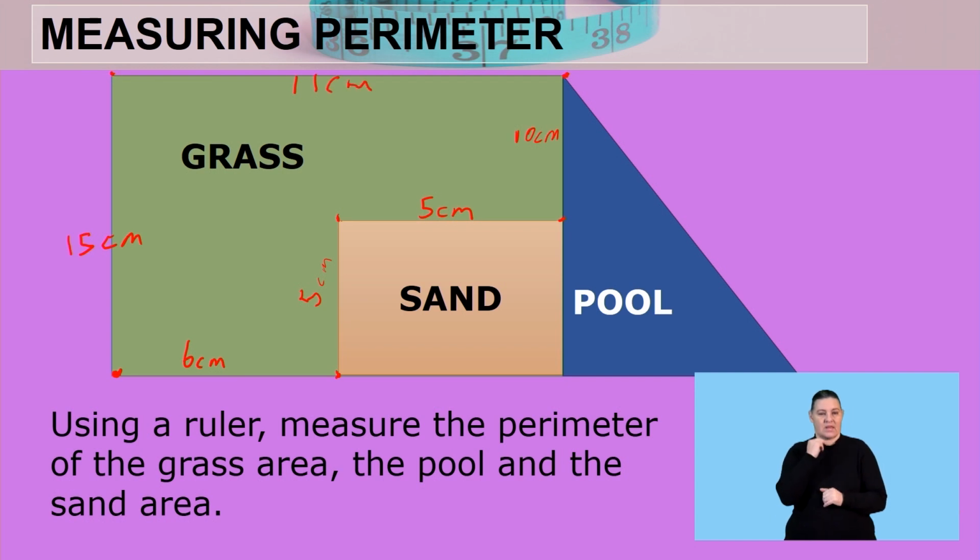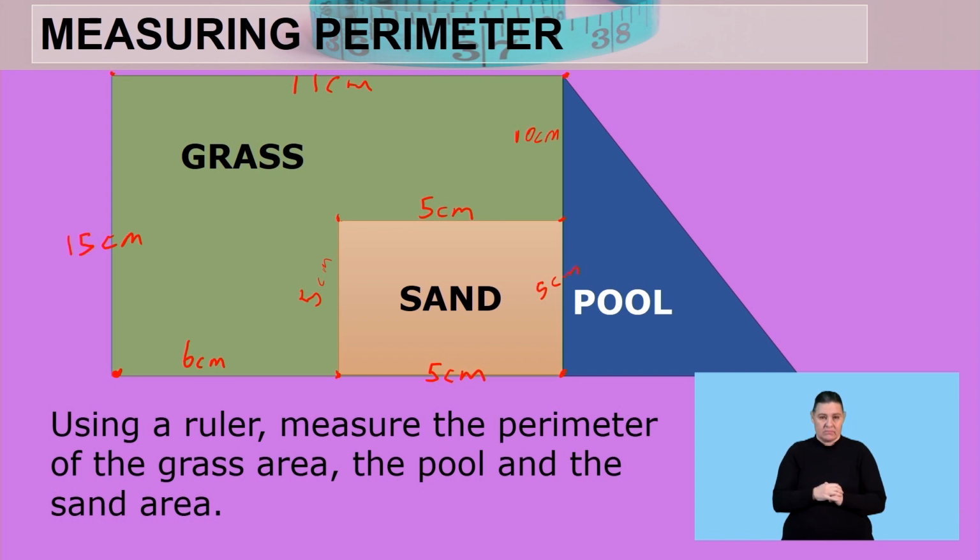Okay, nice work. That takes care of the grass. Now, if I look at the sand, I've already measured from that point to that point, I've got 5. From that point to there, I got 5. If I measured from here to there, I get 5 centimeters. And if I measured from there to there, I get another 5 centimeters. So the shape of the sand was actually a square.